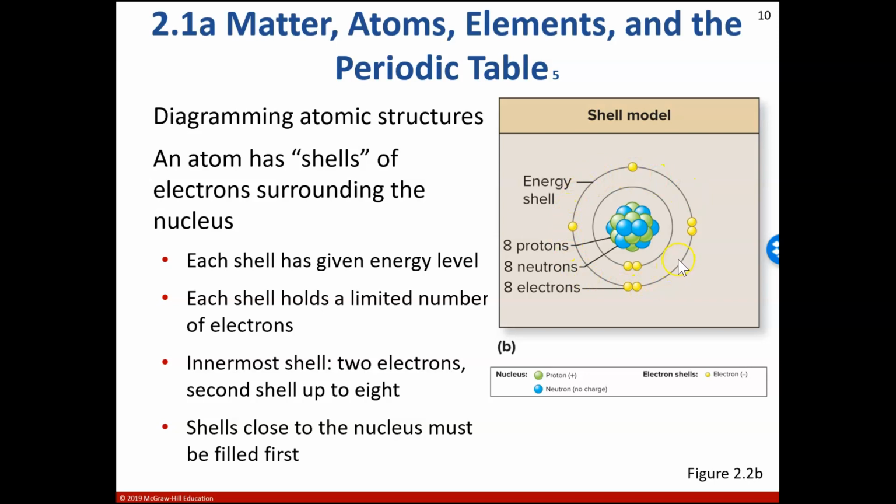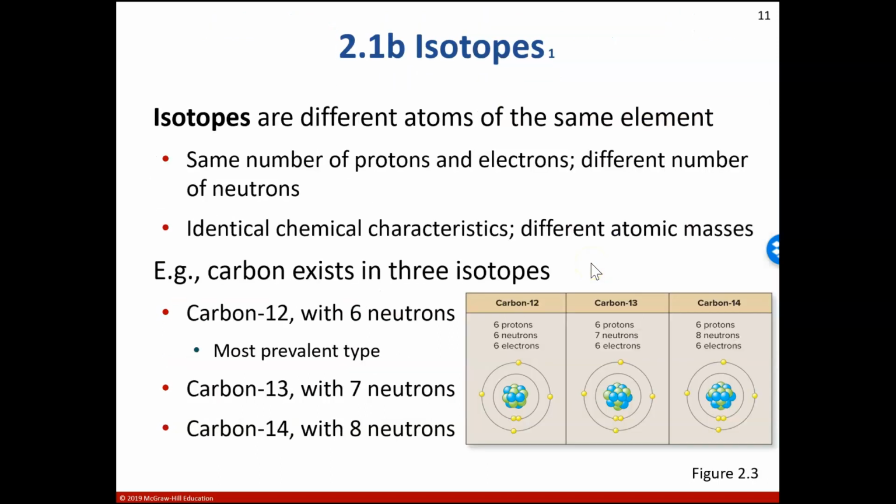And shells close to the nucleus must be filled first. So we can't do like one here and one here and then bounce back and put another one here. These always fill up first and then we go to the next orbital.